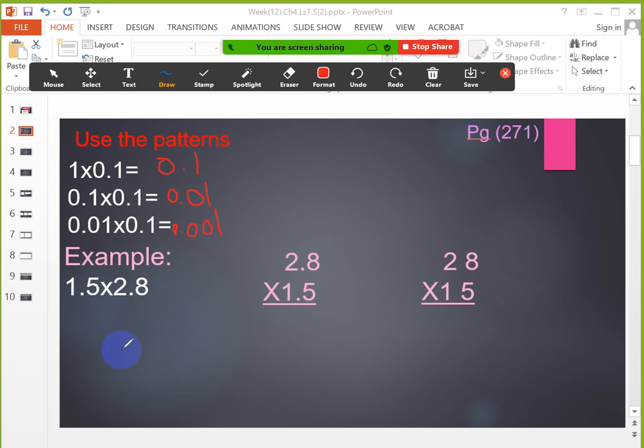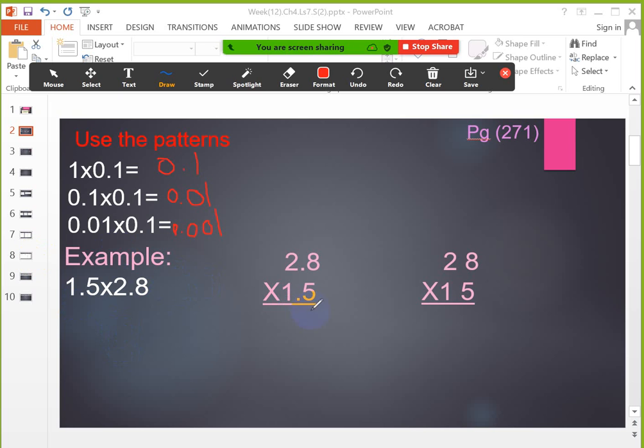Now, what about decimal with decimal? Okay? No, Ghazlan. You can't type 0.100. No. It must be 0.001. That means 1000. Okay? This is the strategy.